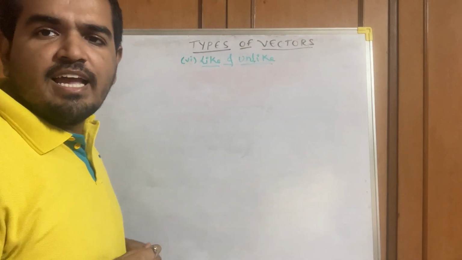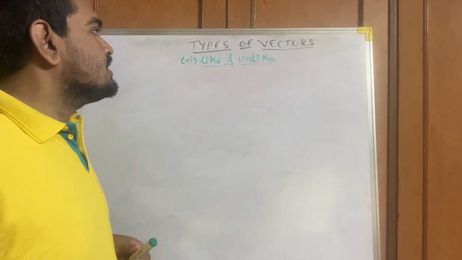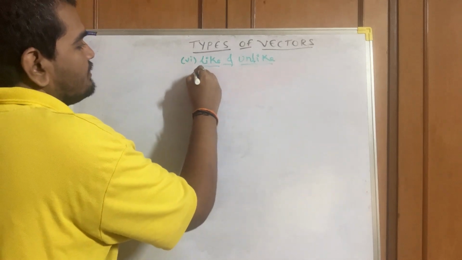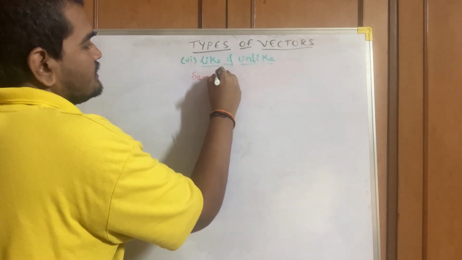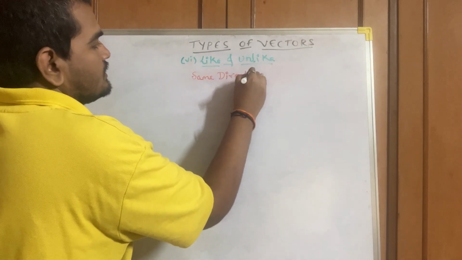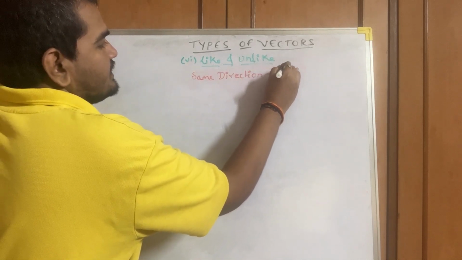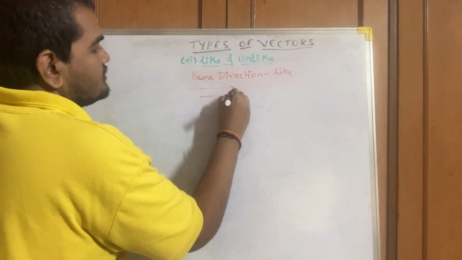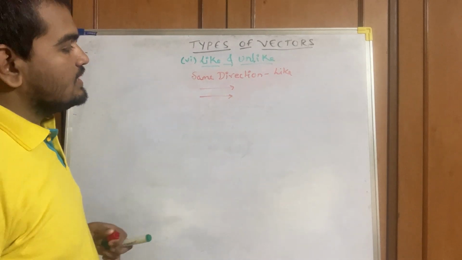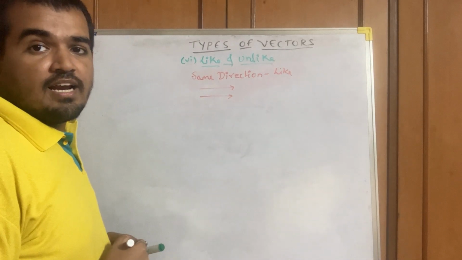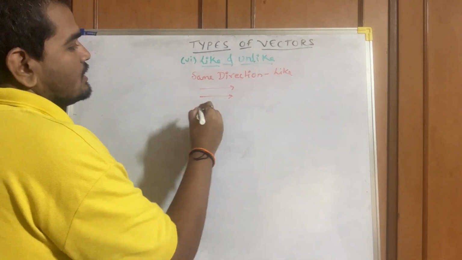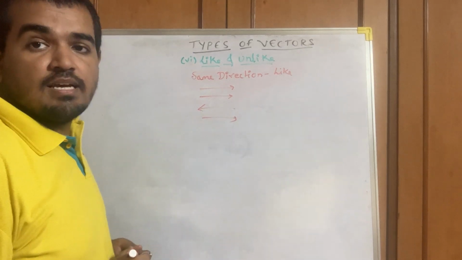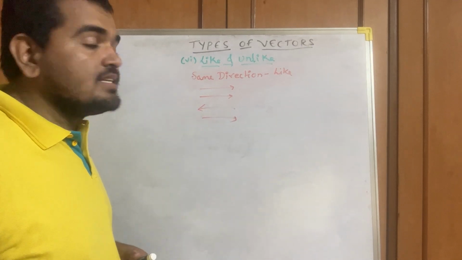Now what are like and unlike vectors? Like vectors are nothing but the vectors who have the same direction. Suppose we have two vectors, this one and this one. These two vectors are in the same direction, so they are like vectors. Suppose they are in opposite direction, then they are known as unlike vectors.